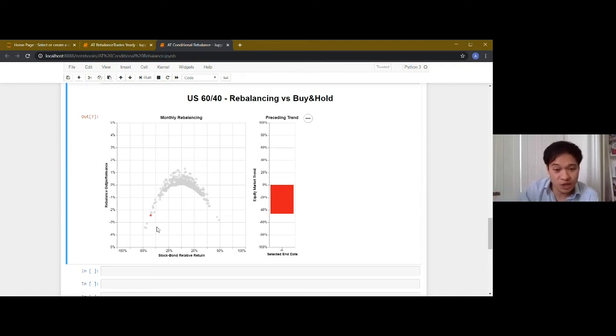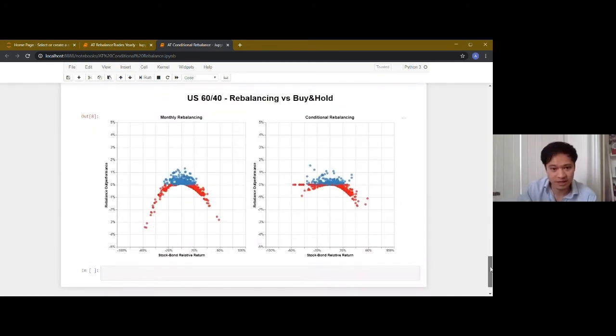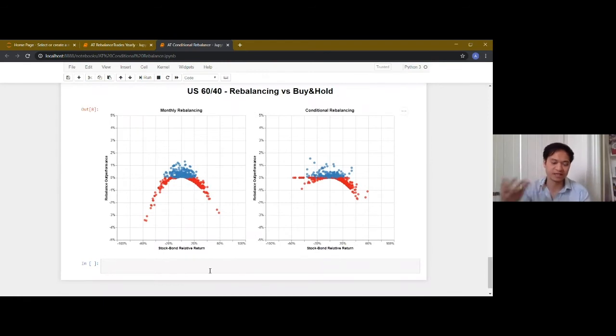So one thing you can do about this is you can condition your rebalancing strategy based on the preceding trend in the market. I've got the same chart here on the left, but I've also included on the right a different rebalancing approach, which is only rebalancing when there's no negative trend in the market. Otherwise, when there is, you're delaying your rebalancing and you're letting your weights drift.